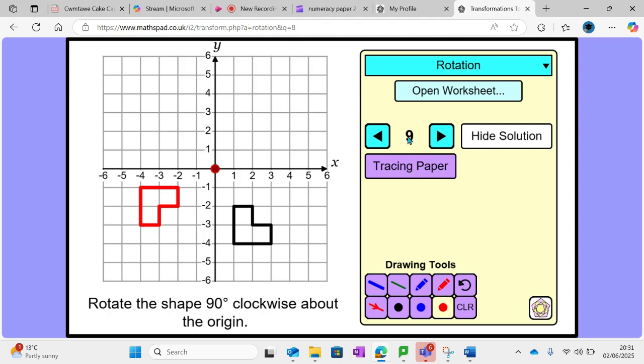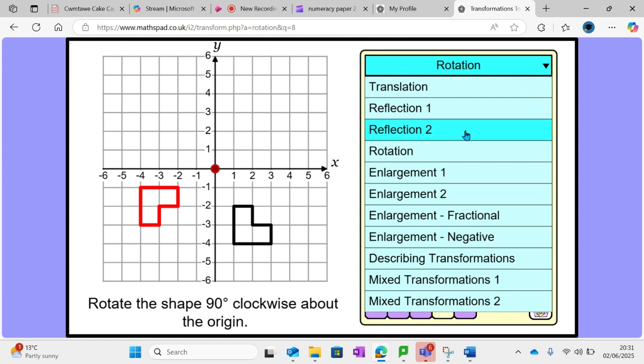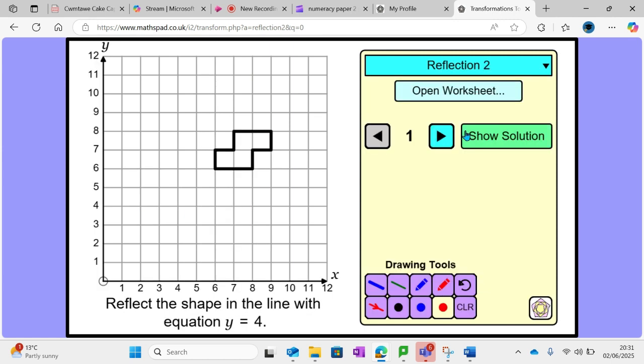Okay, that's rotation. Might do a bit of reflection in here, okay? Reflect the shape in the line y = 4. Now, you've never seen this, but to draw the line with the equation y = 4, you literally have to find where y is 4.